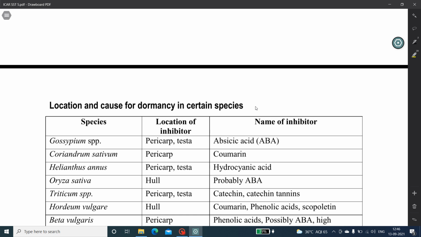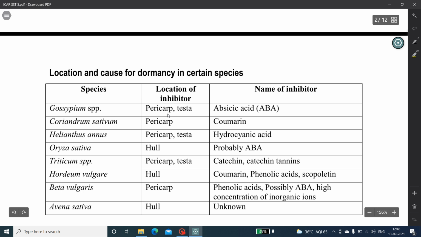Before that, in the previous video, we overviewed the location and cause of dormancy in certain species. Here I have listed a few crops, the location of the inhibitor, and the name of the inhibitor present in each crop. Gossypium species, that is cotton: the location of the inhibitor is the pericarp or testa, and the inhibitor is ABA, which causes dormancy in cotton.